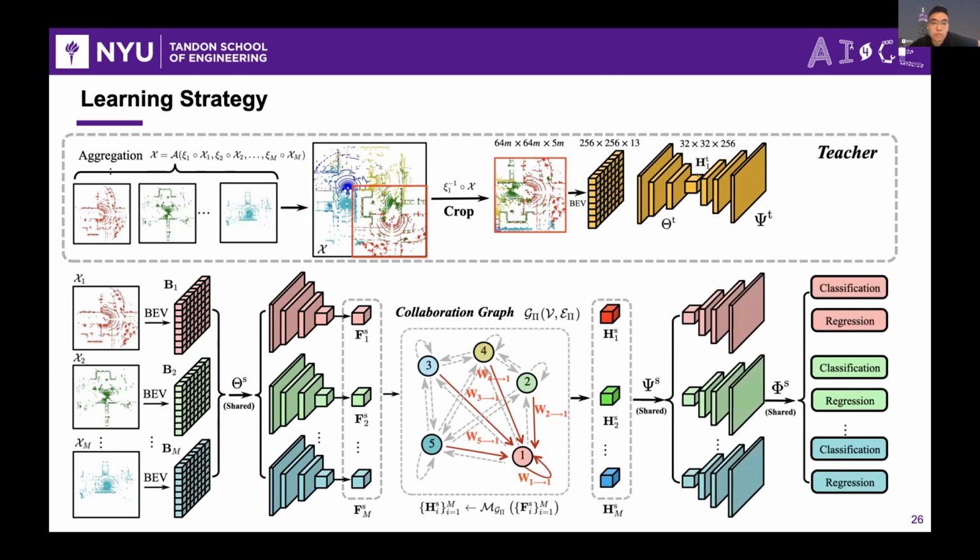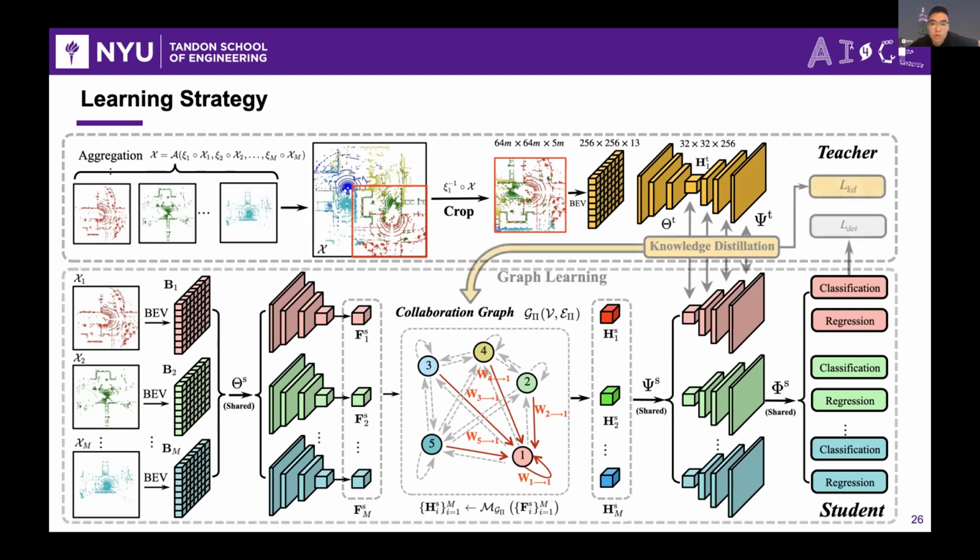During training, we first train our teacher network just using the detection loss. Then we fix the teacher model and train our student model. For the student model's training, in addition to the detection loss, we add a knowledge distillation loss, which tries to make the feature maps after the collaboration approach the teacher's feature maps. So this can guide our collaboration graph's learning.